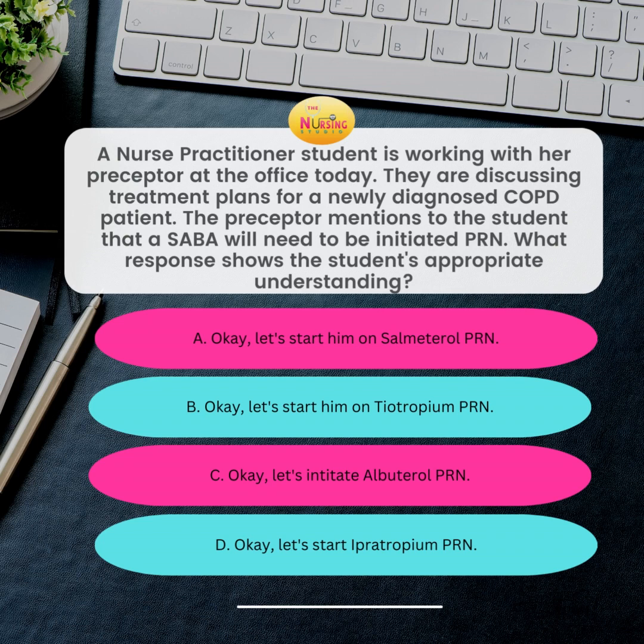Is it A? Okay, let's start him on salmeterol PRN. B? Okay, let's start him on tiotropium PRN. C? Okay, let's initiate albuterol PRN. Or D? Okay, let's start ipratropium PRN. And I'll give you a moment to think on this. Put your answers in the comment and tell me what you have, okay?